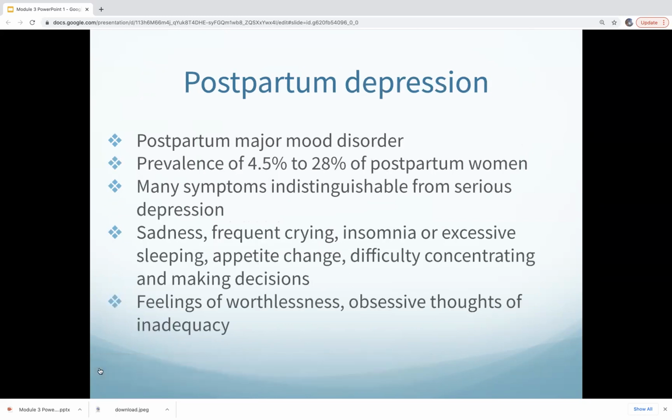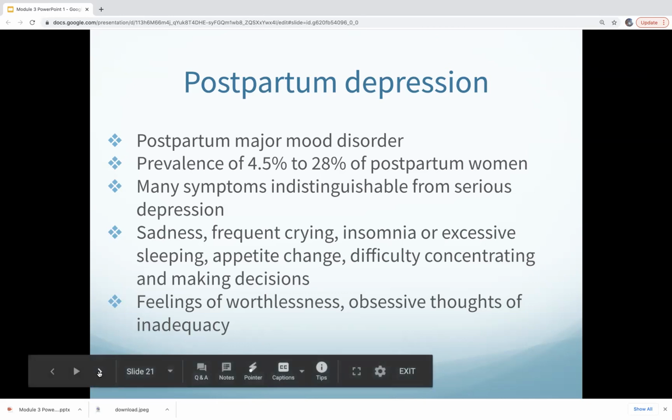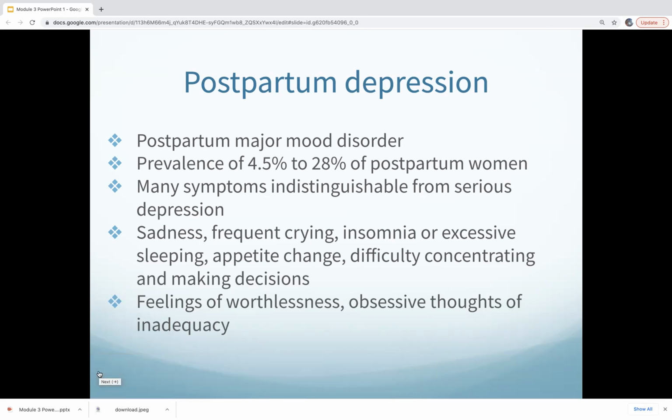Postpartum depression, the prevalence is less, about 28%, and many of the symptoms are indistinguishable from postpartum psychosis. So there's that fine line, and that's where Andrea stood. They knew that she had postpartum depression, but nobody was seeing that postpartum psychosis. Frequent crying, insomnia, appetite change, difficulty concentrating, making decisions, feeling worthless, obsessive thoughts of being inadequate. The difference between, and this is really key and important, and I'll talk about it again, the difference between postpartum depression and postpartum psychosis is thoughts of harming themselves or their baby.